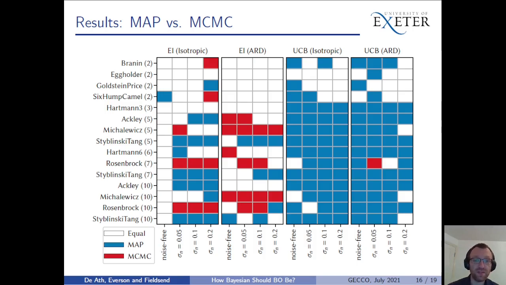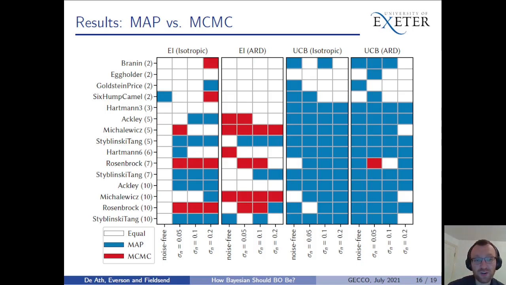Because MCMC was generally superior to both variational methods, we compared using MAP estimates and performing MCMC inference at the test problem level. Each rectangle is coloured based on whether MAP or MCMC were best, blue or red respectively, or whether there was no statistical difference between the two methods, in which case it is coloured white. Rows represent test problems with the dimensionality shown in brackets. Columns correspond to the noise levels, and groups of columns correspond to the combination of acquisition function and kernel type.